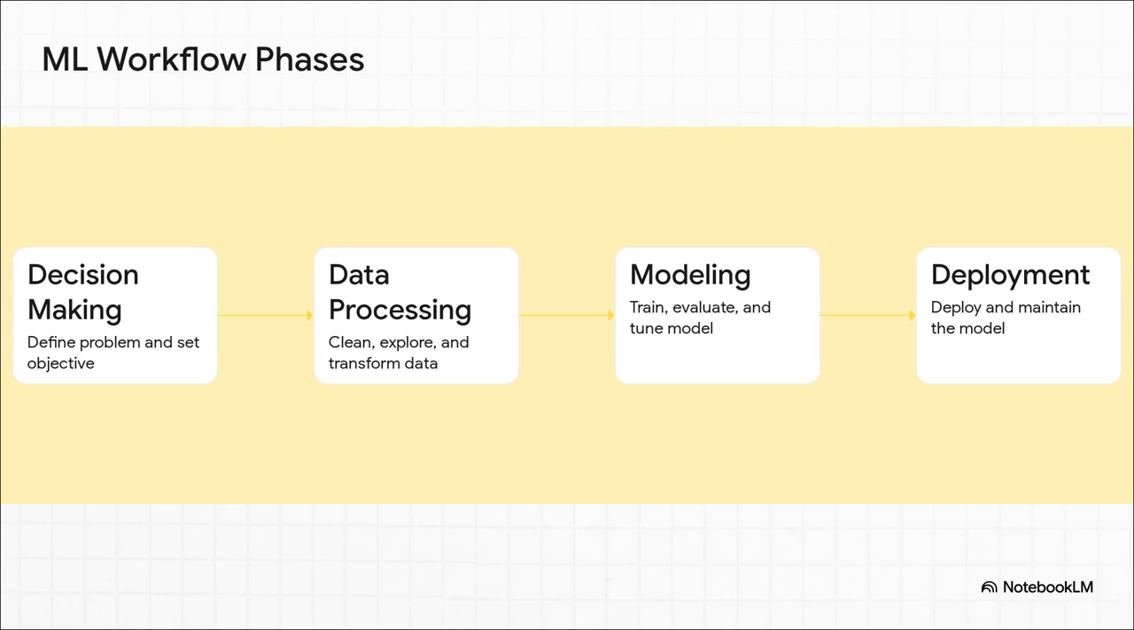But honestly, to make this much easier to manage for your projects, I want you to mentally condense those 10 steps down into just 4 functional phases. Think of these as your core project management blocks. Phase 1 is decision-making. Phase 2 is data processing, Phase 3 is modeling, and Phase 4 is deployment.